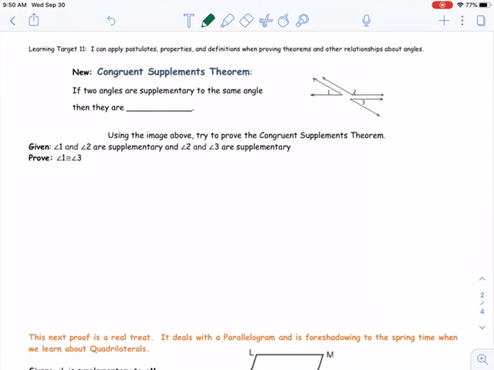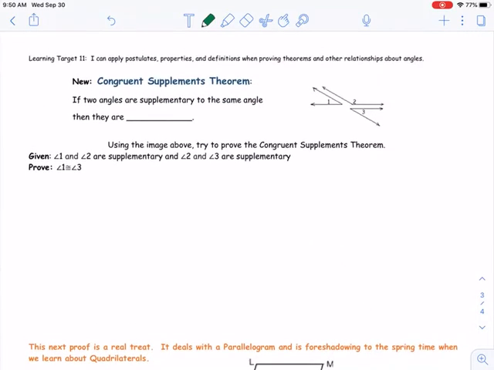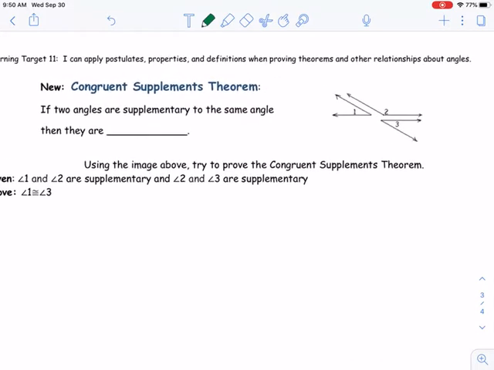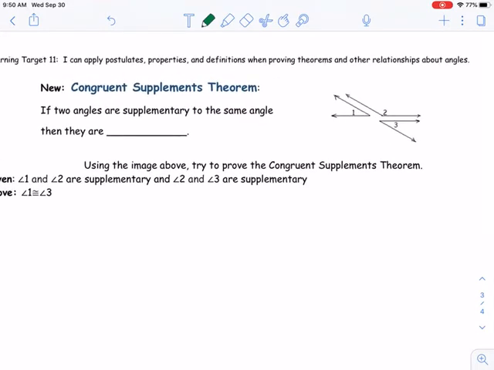Alright, so now we're here with the congruent supplements theorem. It's actually the same exact proof as the congruent complements theorem, but we're just talking about supplementary stuff now. So if two angles are supplementary to the same angle, then they are congruent. So basically it's saying, well, 1 and 2 add up to 180. 2 and 3 add up to 180. So 1 must be congruent to 3. That's basically all it's saying.